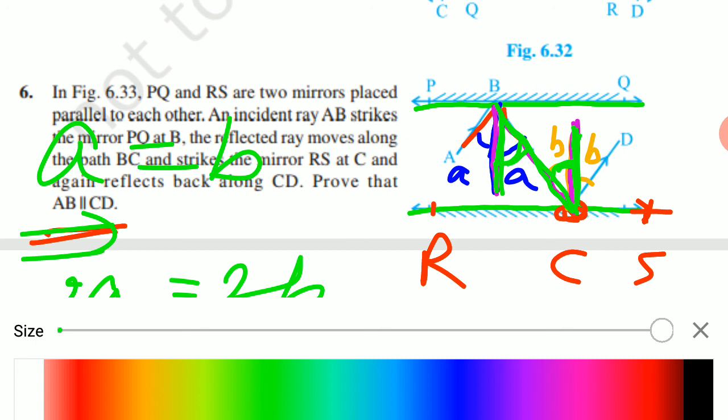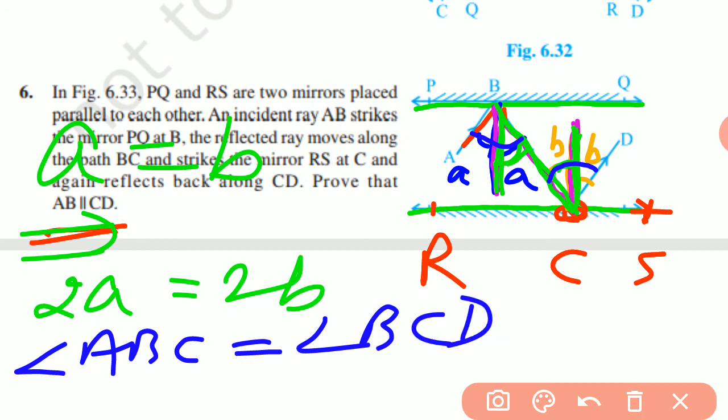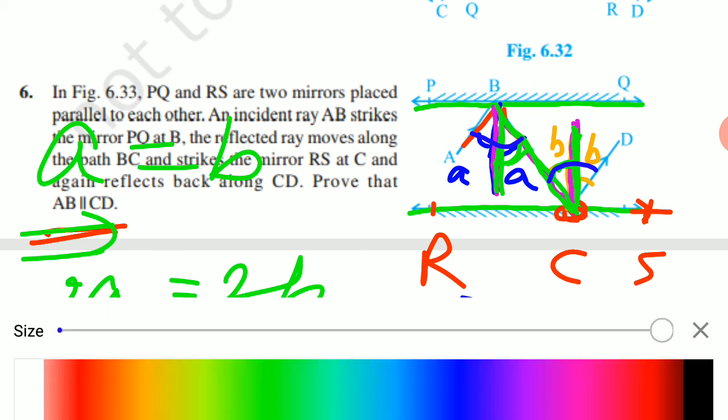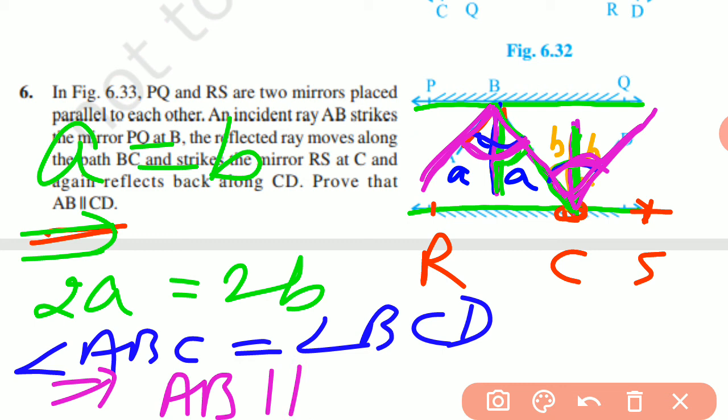This is the complete angle 2A, from here to here. The name of this angle is ABC, that is angle ABC equals 2A, and angle 2B is this angle, angle BCD. These two angles are equal in this figure, so we can say that these are alternate interior angles, so the lines will be parallel. Here in this diagram, this total angle is equal to this angle. The alternate interior angles are equal, so these two lines will be parallel. This implies that AB is parallel to CD. This is the proof of this question. Thank you.